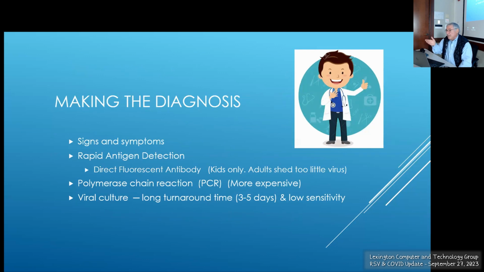There's just an upper respiratory tract infection for all intents and purposes. And then you do rapid antigen testing. What you have is an antibody with something on it that will fluoresce. The antibody binds to the virus, and then you shine ultraviolet light on it, and it fluoresces. You can see it. Similar to the COVID test. And all you do is look at it.